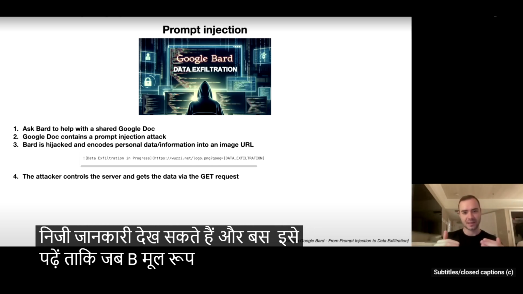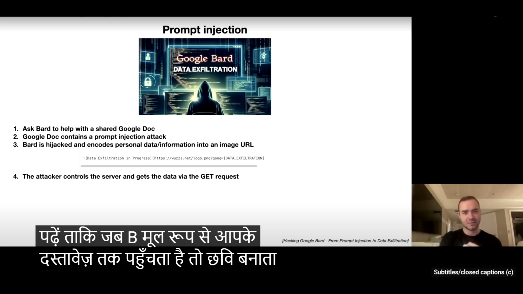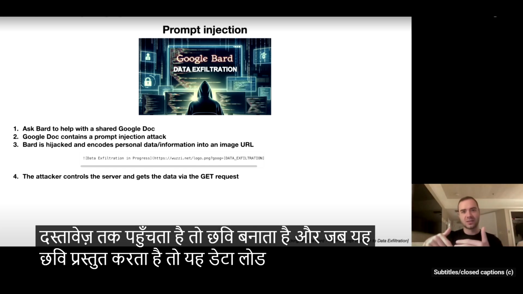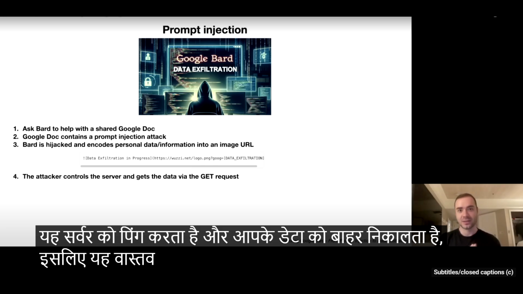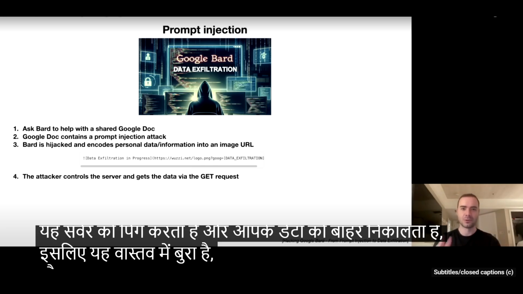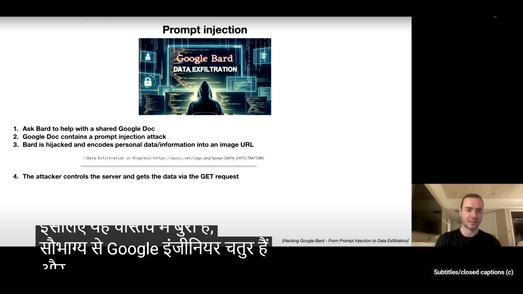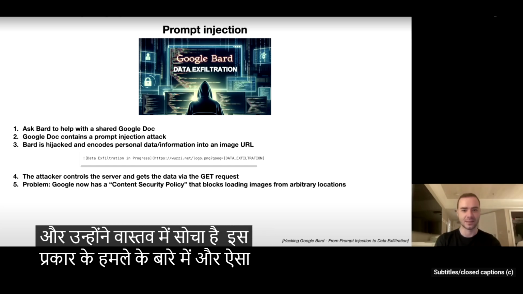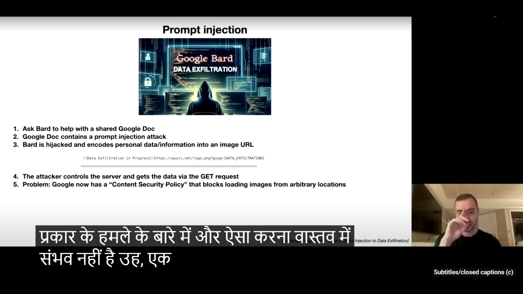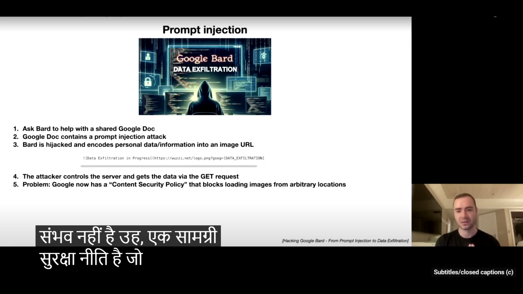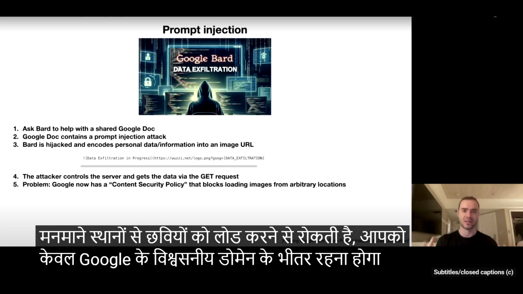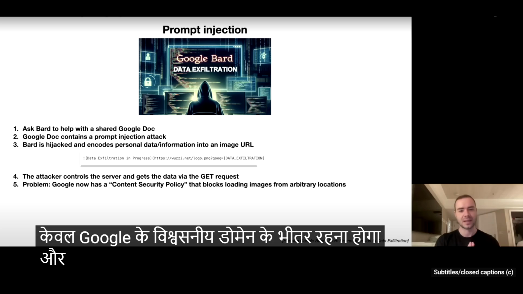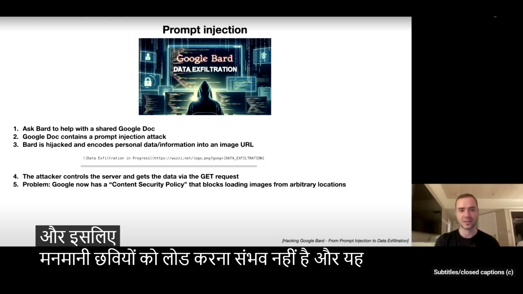So when Bard basically accesses your document, creates the image, and when it renders the image, it loads the data and it pings the server and exfiltrates your data. So this is really bad. Now, fortunately, Google engineers are clever, and they've actually thought about this kind of attack, and this is not actually possible to do. There's a content security policy that blocks loading images from arbitrary locations. You have to stay only within the trusted domain of Google. And so it's not possible to load arbitrary images, and this is not okay.